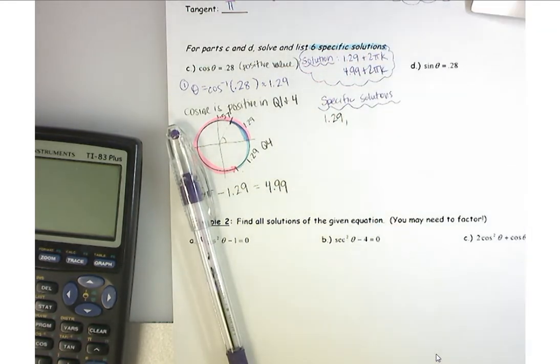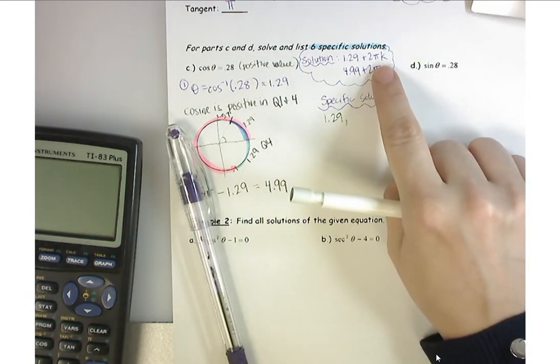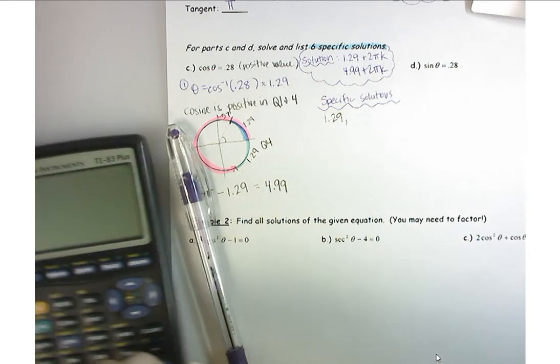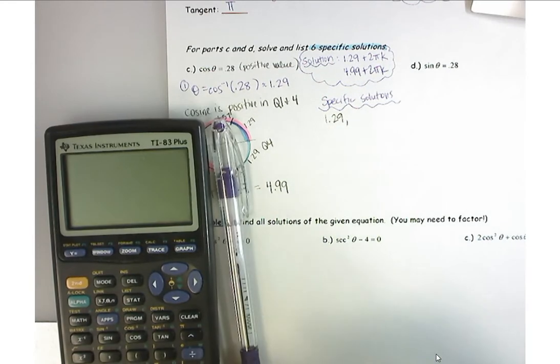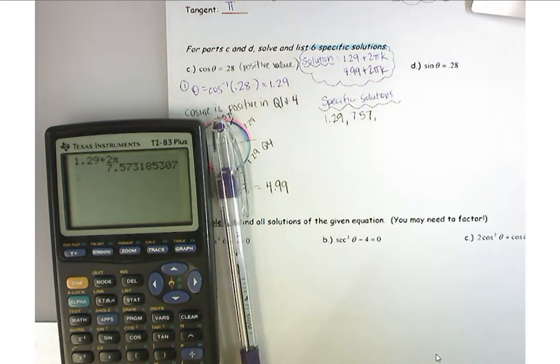What I usually do to find the other ones is you can think of it as plugging in values for k. So if I plugged in 1, right, I would just add 2 pi. So if I did 1.29 plus 2 pi, I would get 7.57. That would be another one of my specific solutions. And then you could keep doing that. Okay? You could add 2 pi again, or you could also subtract.